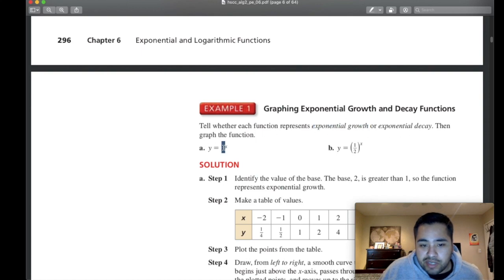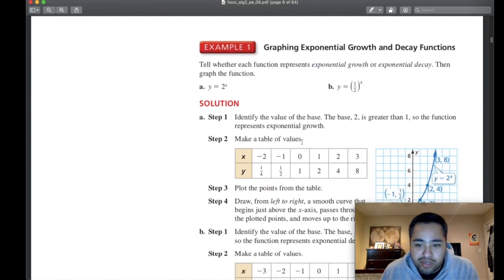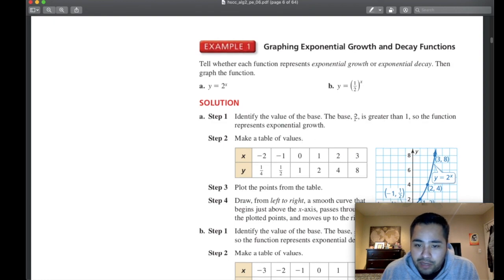So we see the first example. Here we see the base is 2. Now, is the base greater than 1 or is it between 0 and 1? Obviously we all know that 2 is greater than 1. So by definition, this will be exponential growth. All right, let's see if the solution takes us that way. Same definition, look at that. The base is greater than 1, so the function represents exponential growth.